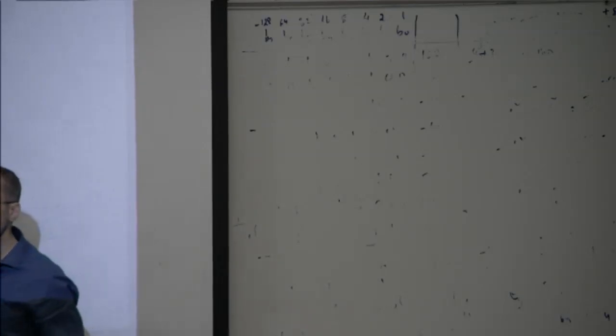If we have a 3-digit decimal number, how many BCD bits are required? 12. If we have a 4-digit decimal number, 16. If we have a 5-digit number, 20. If we have a 6-digit number, 24. Note that. So now this is the binary code and this is the BCD code. In this case, 1010 is invalid in BCD, but 1010 is valid in binary. Got it?